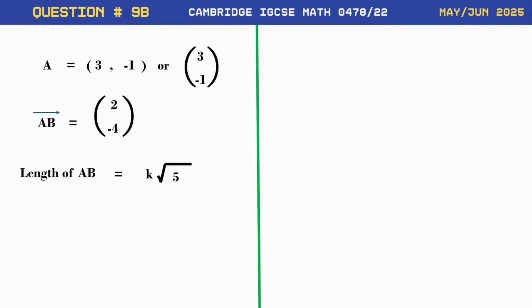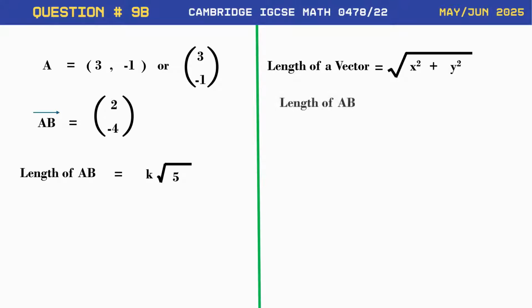The formula to calculate the length of a vector is the square root of x squared plus y squared, where x represents the x coordinate and y represents the y coordinate of the vector. Let's substitute values in this formula. So the length of vector AB equals the square root of 2 squared plus (-4) squared. Further solving it, it will be the square root of 4 plus 16, which equals the square root of 20.